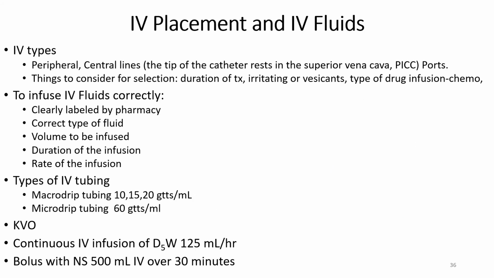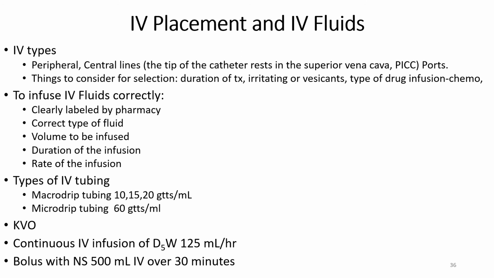So let's talk about IV placement and IV fluids and the different types. So as far as IV types, you have peripheral, which is just inserted typically in your hand, your forearm, in those areas. Central lines are inserted, and the tip of that catheter is going to rest inside the superior vena cava of the heart. Okay, those are typically called your PICC lines. Ports are the same. Okay.